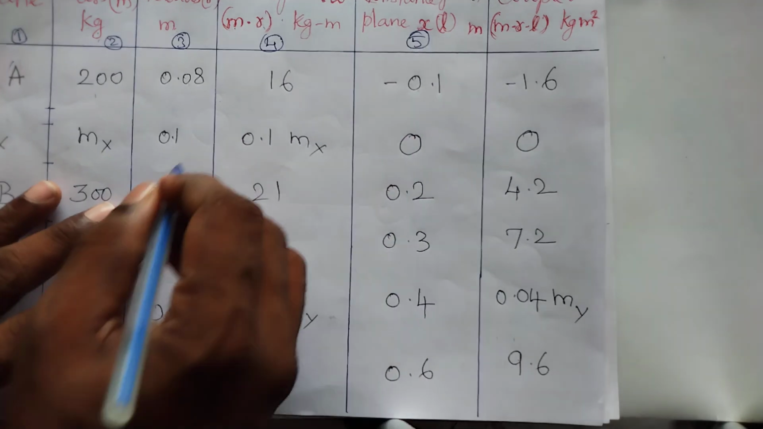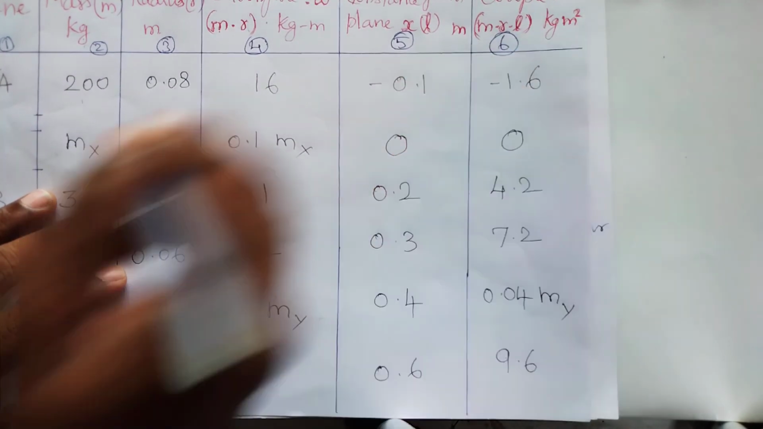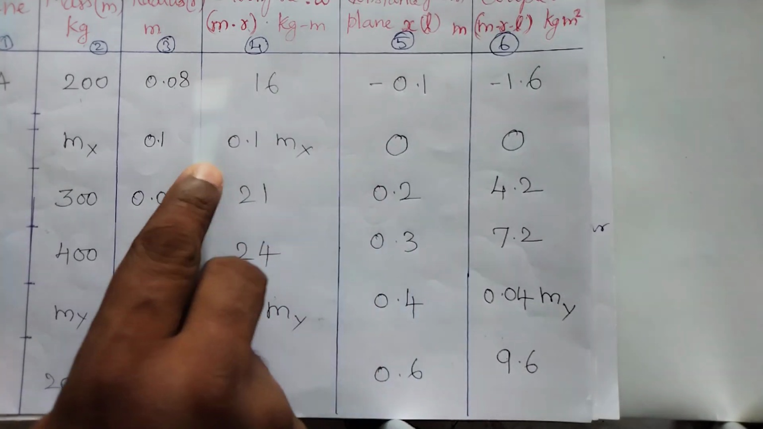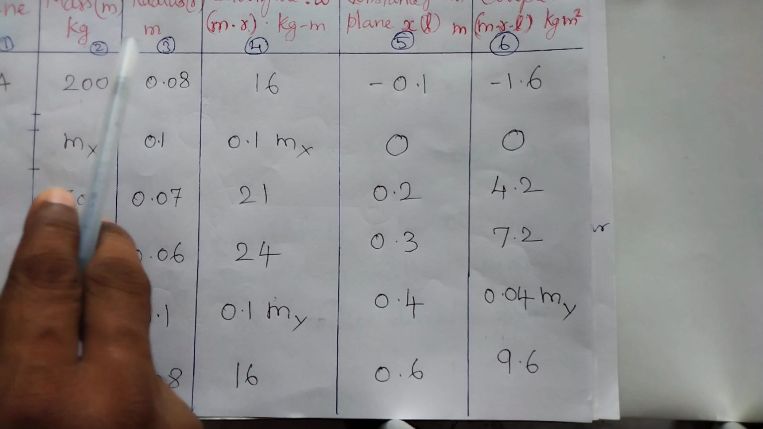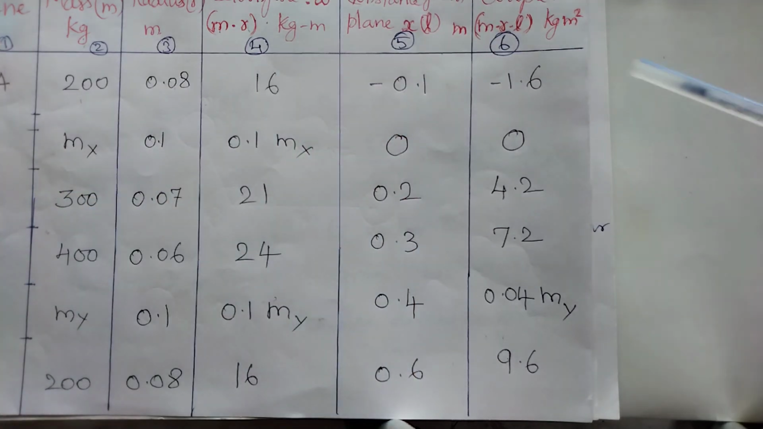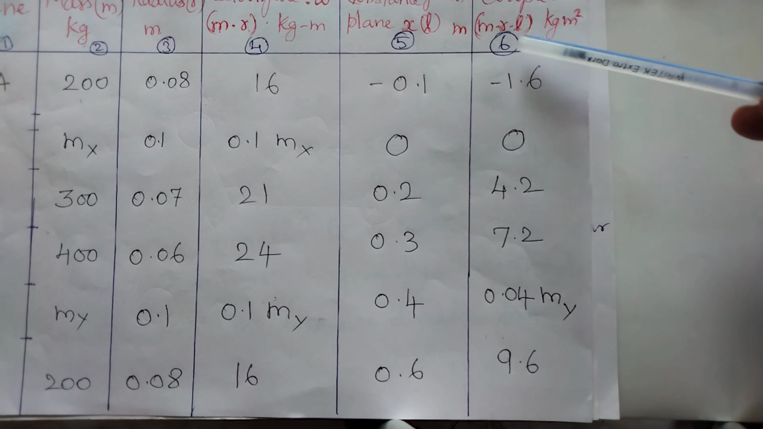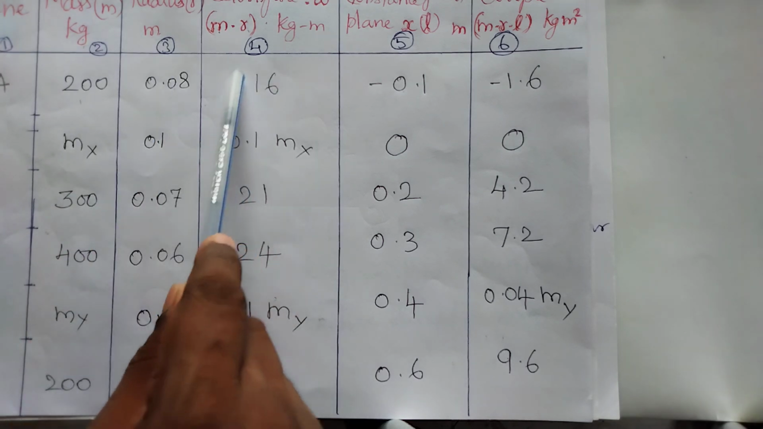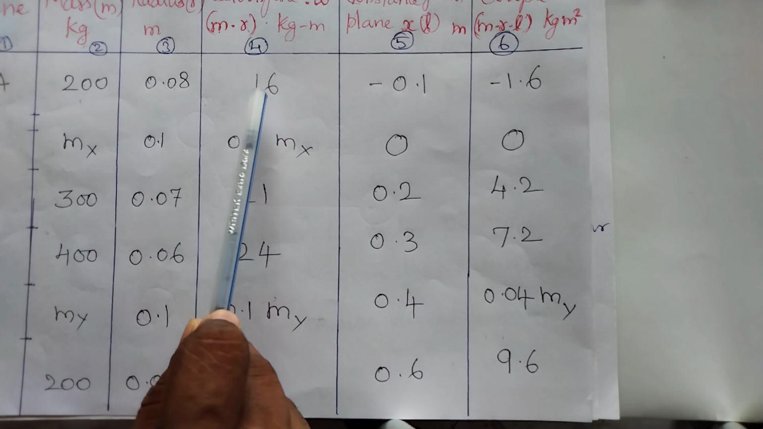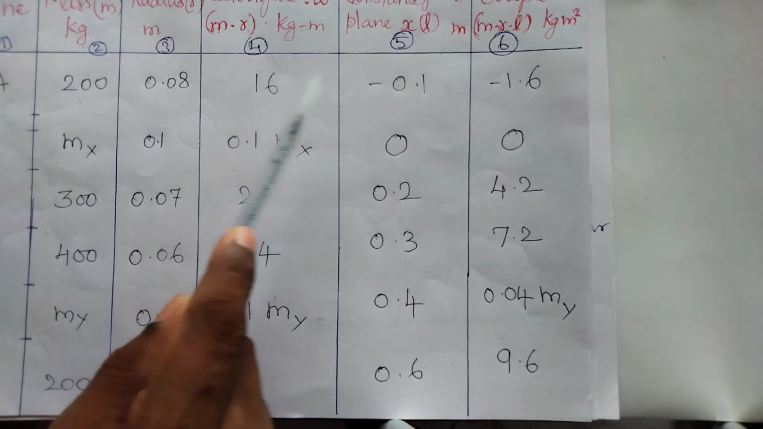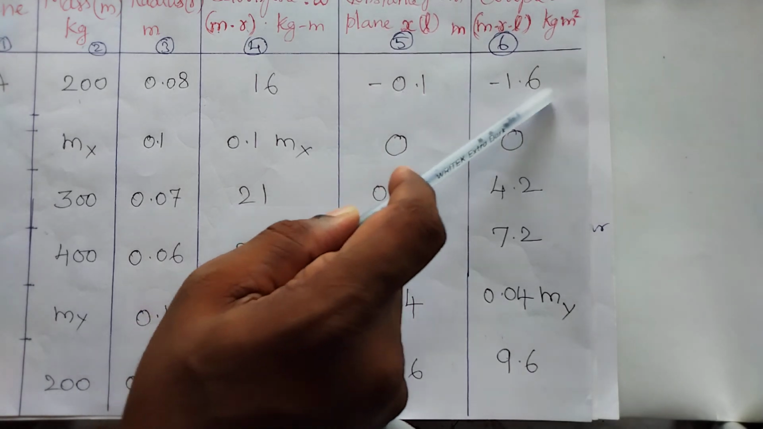The last column is the couple column, column 6. How will you get this couple column? It is the product of mass, radius and the length. Here also you have to divide by omega square, since we need only the couple values. The unit is kilogram meter square. Now you multiply mass and radius. We already have mass times radius here, so directly multiply the 4th column with the 5th column, and you will get the 6th one. So 16 into minus 0.1 will give minus 1.6.